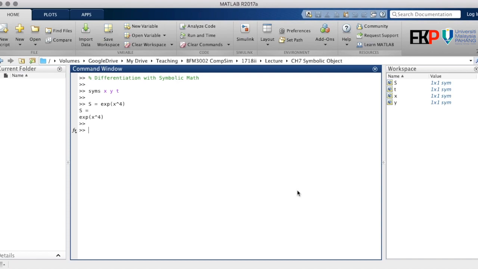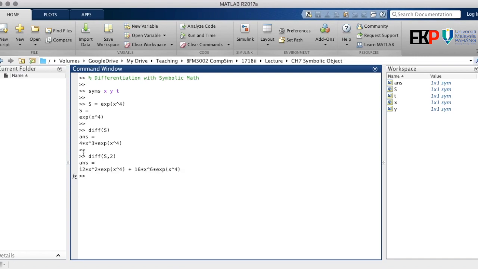If we want to calculate the differentiation of this equation here, we can simply use the command diff of s, and when we press enter, we get 4 times x to the power of 3 times exponent x to the power of 4. We can also differentiate twice the expression by typing in diff of s, comma 2. This will produce the second differentiation, the second derivative of s.